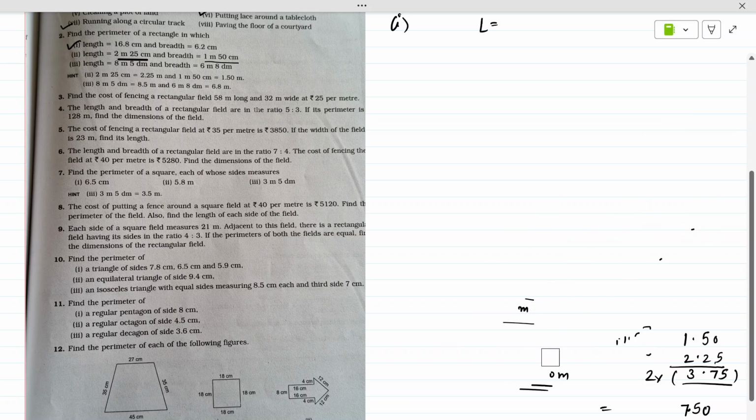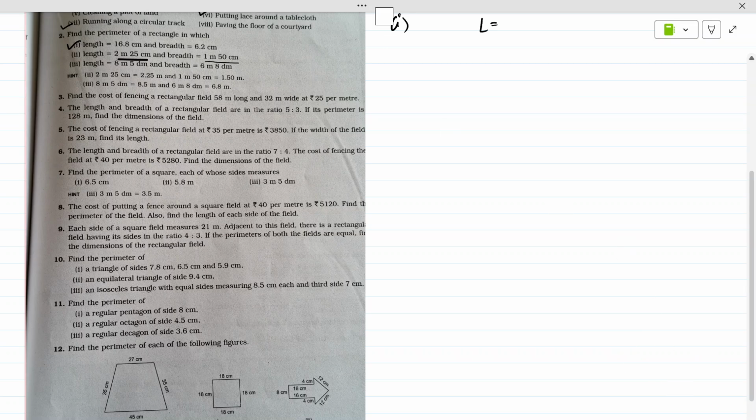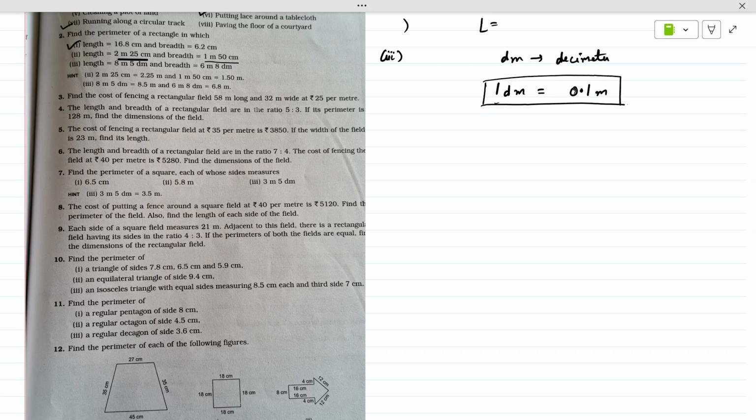Just see in the third question what we have is the length is given as 8 meter 5 dm. What is dm? dm is decimeters. Okay, I'm just writing here a hint for the third question. dm is called decimeter. Okay, and one dm is equal to 0.1 of meters. Okay, this is the thing which we have to remember here, the conversion.